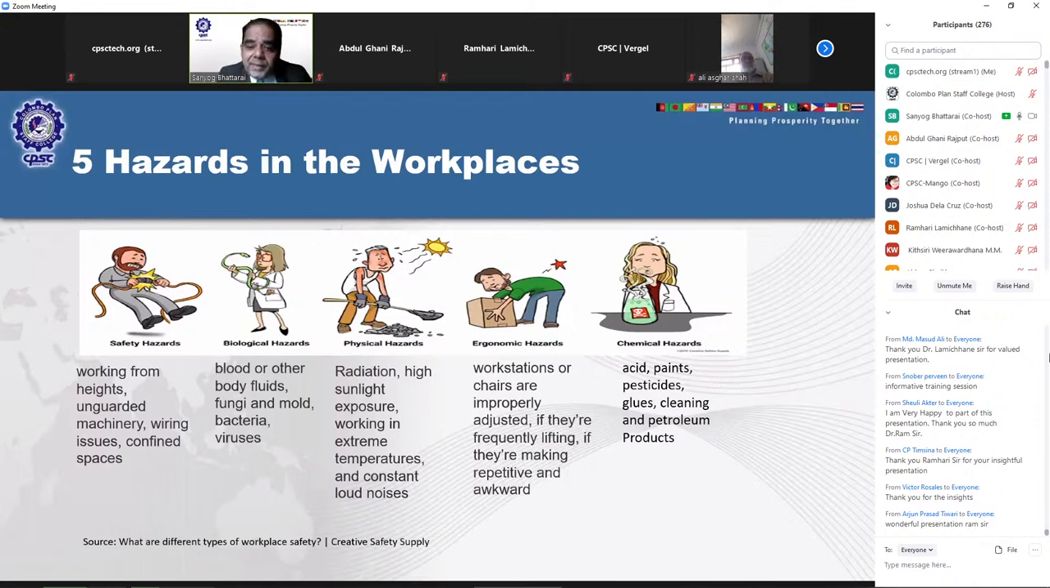And ergonomic hazards: workstations or chairs improperly adjusted, frequent lifting, repetitive and awkward movements. So it's about the muscles and the body structure. And chemical hazards, you know, the acids, paints, pesticides. When you paint your house, what happens? You all run away. Those who have a breathing problem could not stay inside the house. Pesticides are also a chemical hazard, as are glues, cleaning and petroleum products. So these are the basic hazards in the workplace we normally encounter.